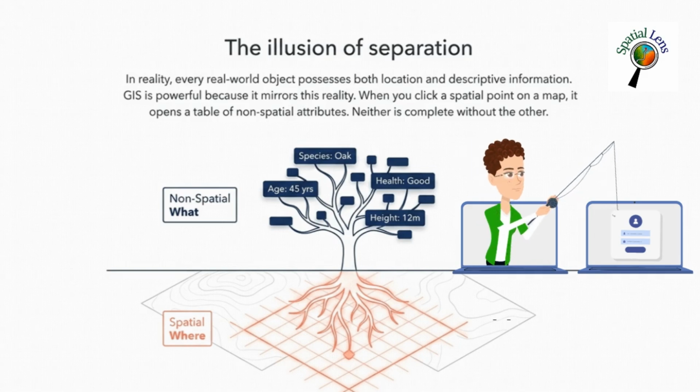The easiest way to remember this is: non-spatial data describes the object. Spatial data locates the object.